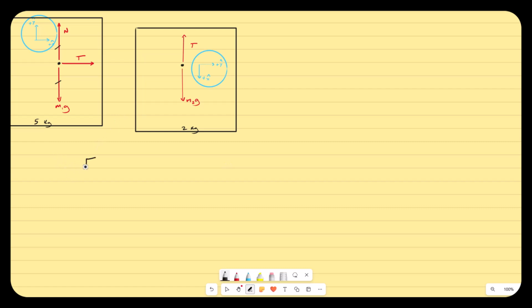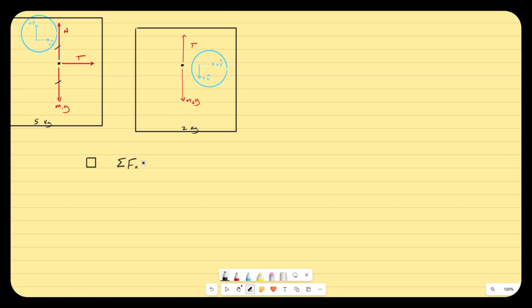I'm going to start with the box. If I look in my y direction, I see that my normal force and my M1G have to be equal and opposite. This thing is sitting on the table, so if N were bigger than M1G, then the box would start lifting up off the table. That doesn't make sense. If M1G is bigger than N, the box sinks into the table, and that doesn't make sense. These two are going to have to cancel if we're staying on the surface of the table, which we are.